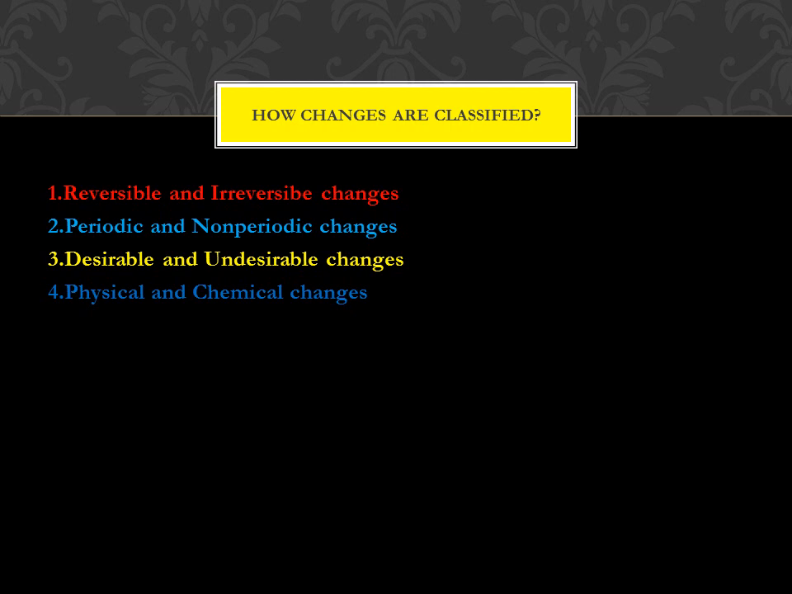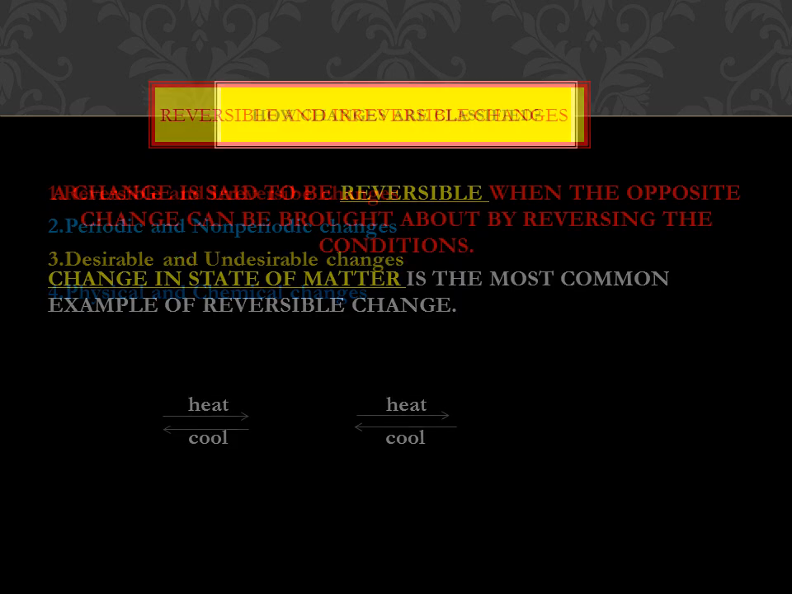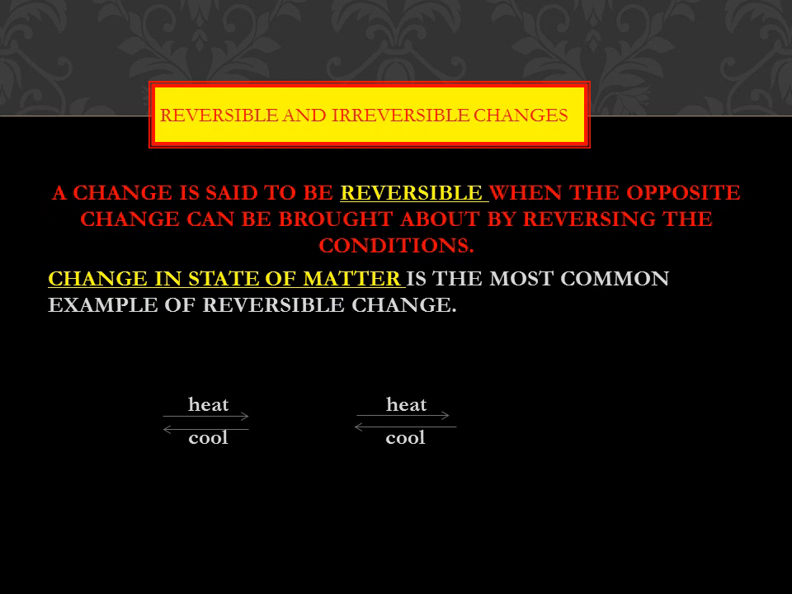How are changes classified? They are categorized here in four categories. First, reversible and irreversible changes. Second, periodic and non-periodic changes. Third, desirable and undesirable changes. Fourth, physical and chemical changes. My dear children, you have studied all these changes already in class 6 and 7. But again, we are going to revise all these changes once again. Now let us first begin with reversible changes.